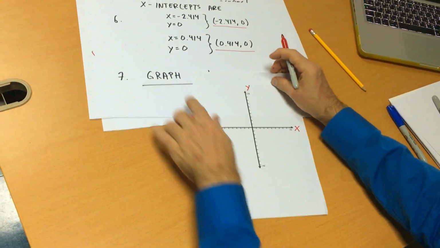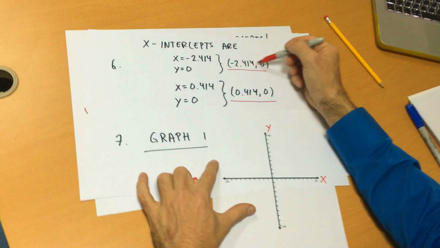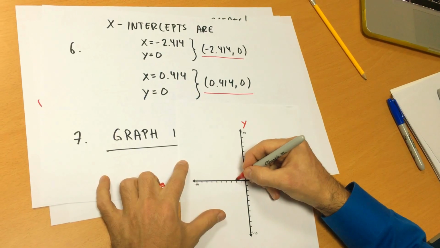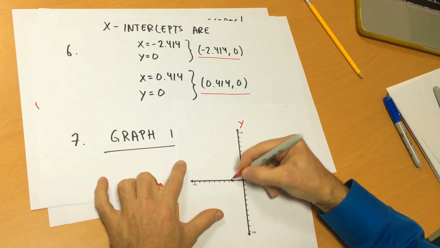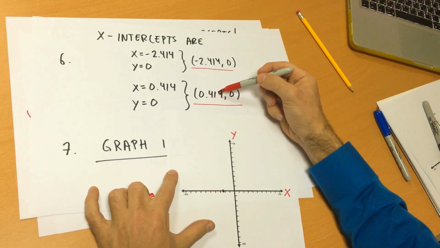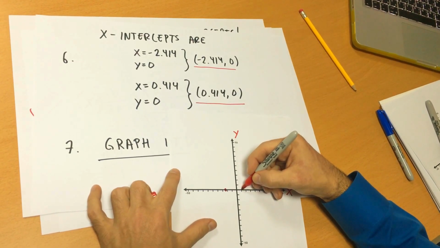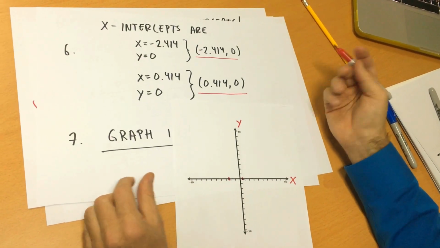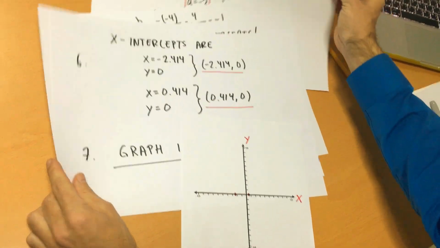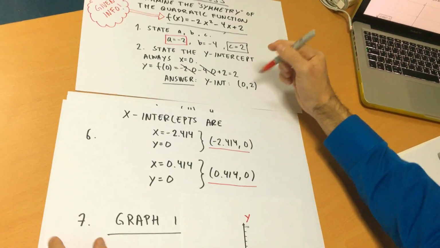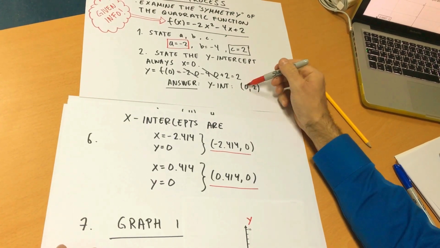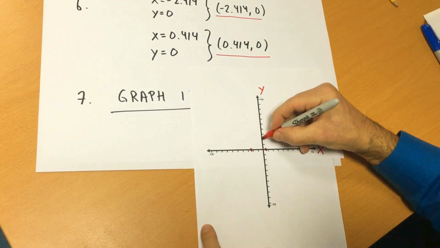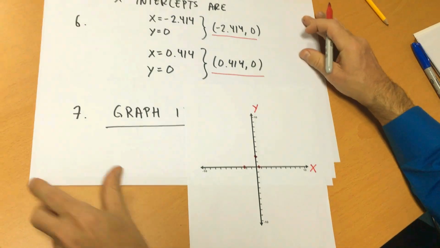So the x-intercepts, let's do the x-intercepts first. I have negative 2.414 and 0. So negative 2.414, negative 1, negative 2, negative 2.414 is going to be somewhere around here. 0.414, comma 0. Well, I have x equal to 1 is here, so half of that is 0.5. It's going to be somewhere around here. Okay, so I have these 2 points. What else do I know about my quadratic function? Well, I know that the y-intercept is 0, 2. So x equal to 0, y is equal to 2. So let's put that in here. That's going to be up here.